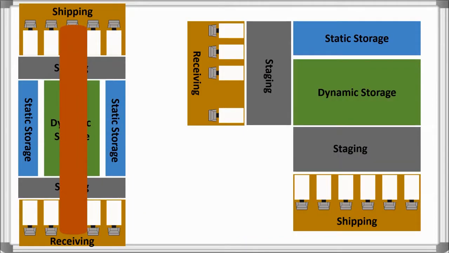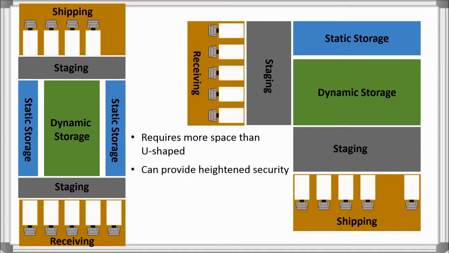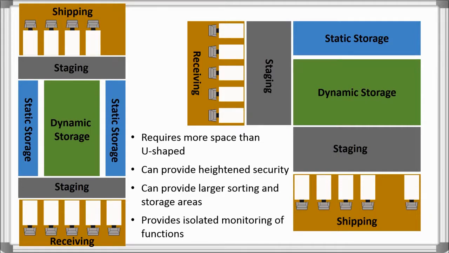I-shaped warehouse product flow and L-shaped warehouse product flow, also known as through flow, are similar in that the shipping and receiving areas are located on different sides of the warehouse. As a result, these require more available space than U-shaped layouts. These layouts can be beneficial for certain operations. For example, warehouses that require heightened security can benefit from the separate in and out areas. I-shaped and L-shaped layouts can also provide larger sorting and storage areas for both shipping and receiving docks, as well as allow for isolated monitoring of each function.